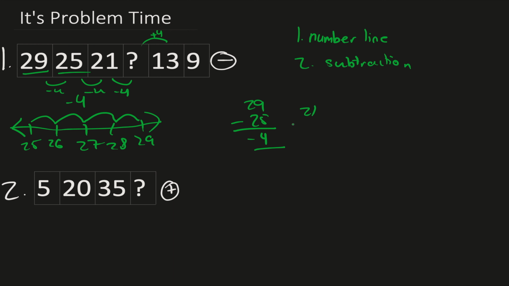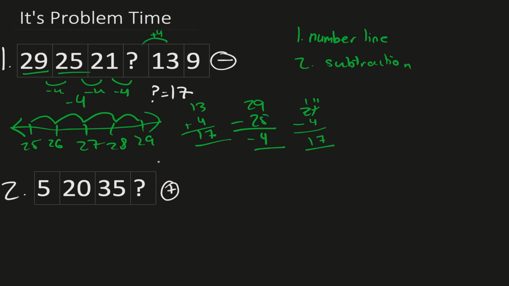So 21 minus 4, we have to regroup here. 11 minus 4 equals 7, 17. So looks like I got 17 there. Now let's try 13 plus 4. Will we get the same thing? Yes. 7, 1, 17. Still got 17, so it looks like the question mark here equals 17. So if you got this one, hats off to you.